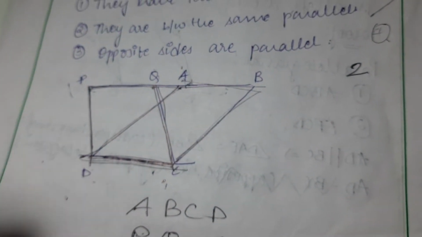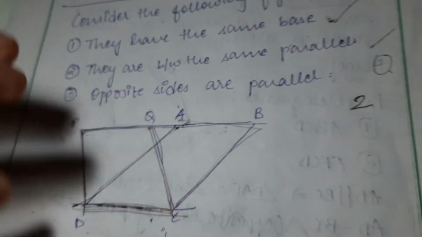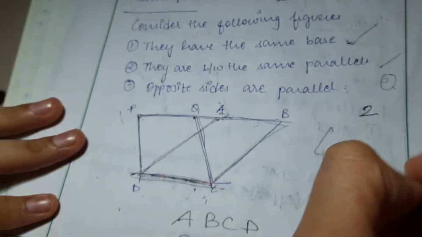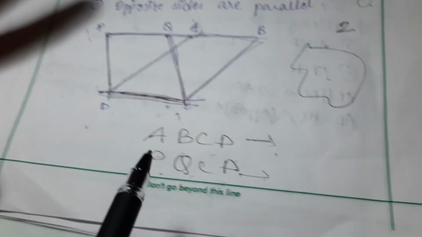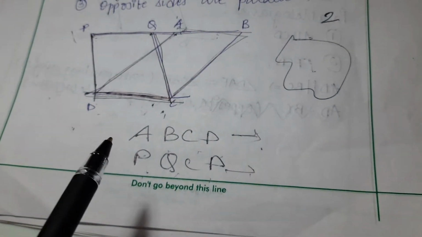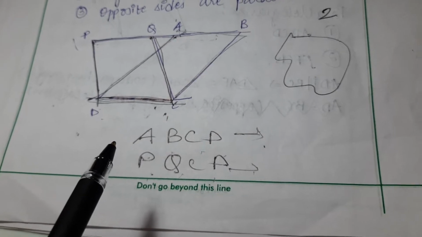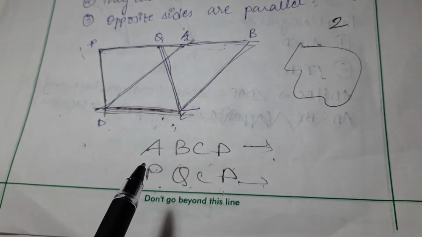Now normally, you know what area is? Area is the amount of space that is occupied by a figure. Like I have a figure here. It is occupying some area on this sheet. Now each of these figures, ABCD and PQCD, is occupying some space on this paper. Now I want to calculate how much space that is, which is nothing but the area. So I want to know the area of these two figures.